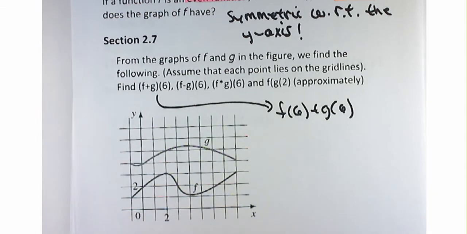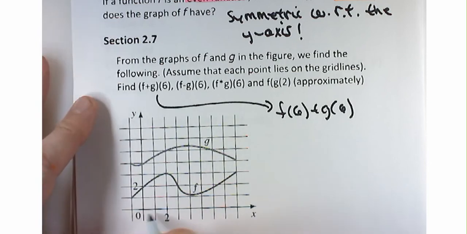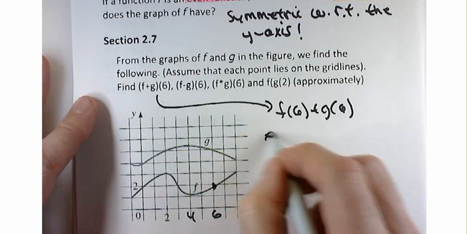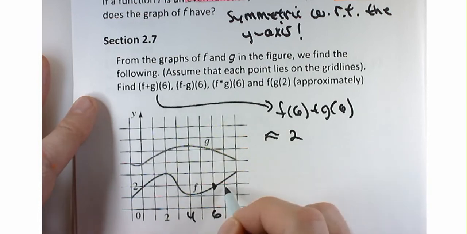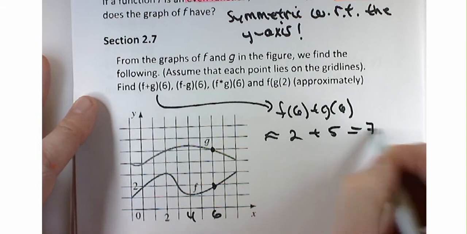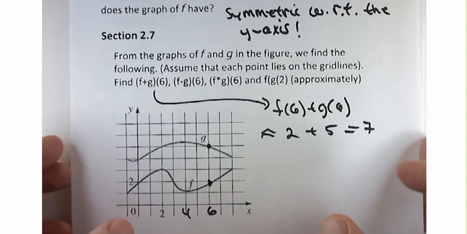And we're going to pretend that these are nice integer numbers, even though they're not quite. 2, 4, 6. F of 6, I'm going to round that to about 2. G of 6, that looks pretty close to 5. So f plus g of 6, that's 7. Wow, you're done. That was easy. Yeah, I think that was a pretty good one. So hopefully you get a few dozen of those on the exam, right? Okay.